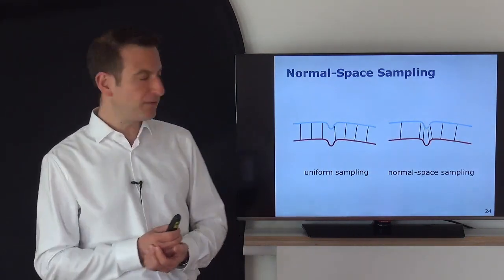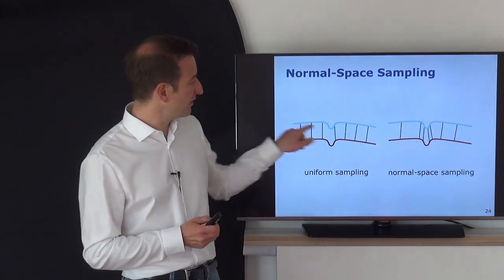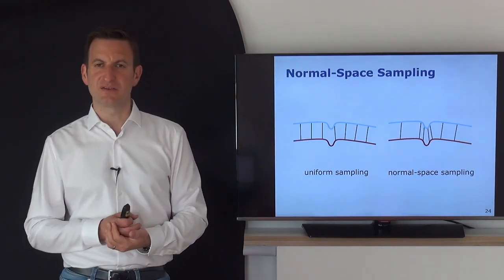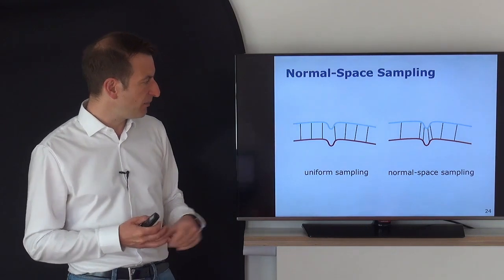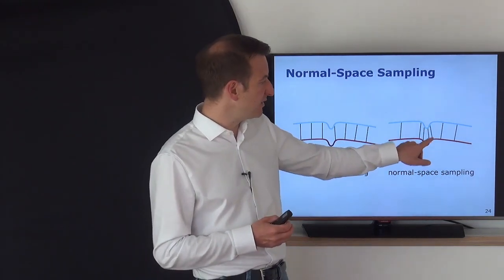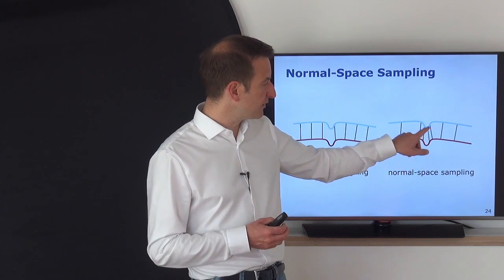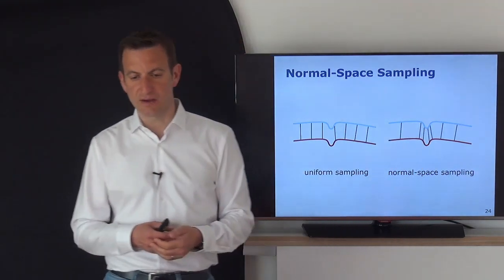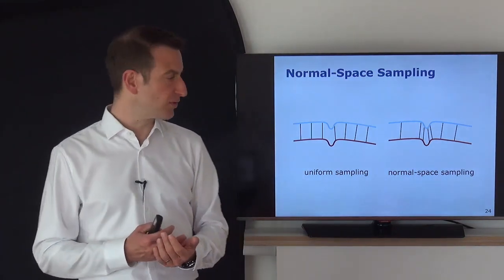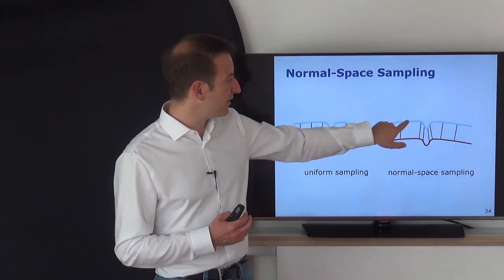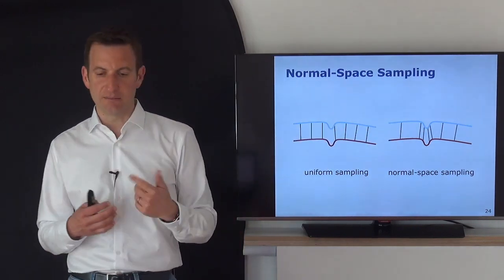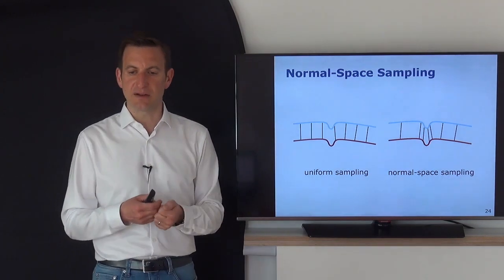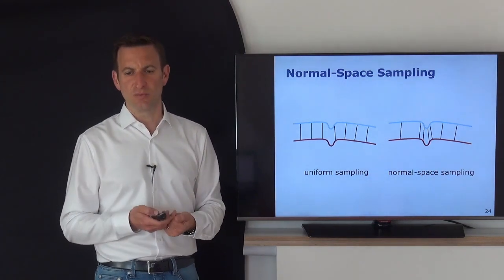So there's one example over here. If I have two scans and they look like this, a uniform subsampling may generate data associations which look like this. In normal space subsampling, you can see that the density of the data association points is higher in areas where there's a change or a stronger change in normals. In areas where there's no change in the normals, the amount of data associations is smaller, and this can be used to get a better alignment, especially if I have large smooth surfaces.